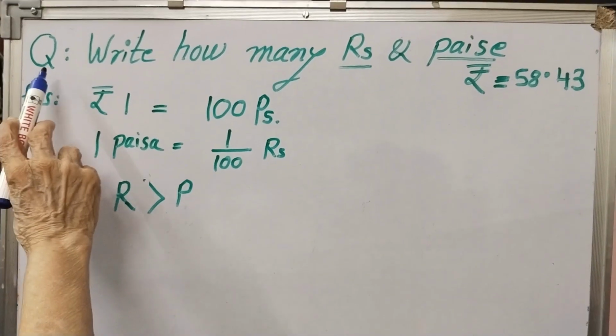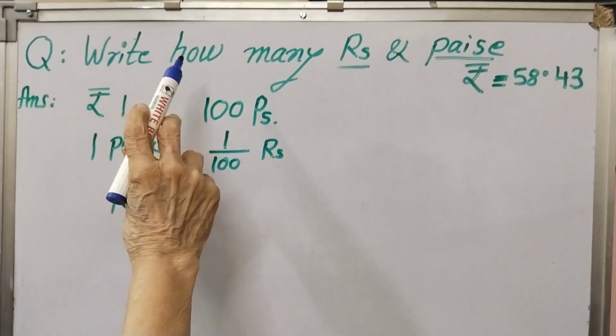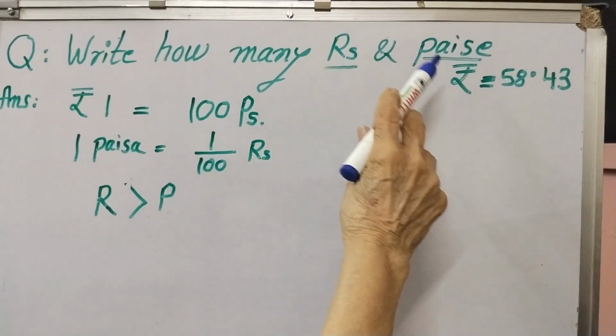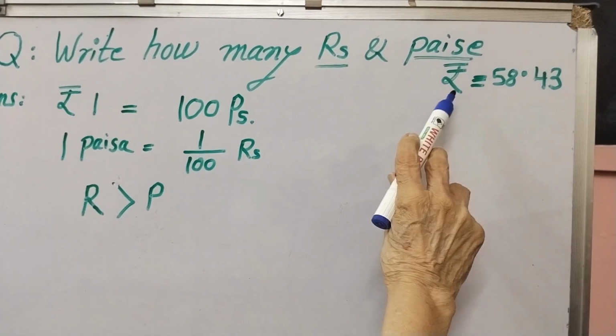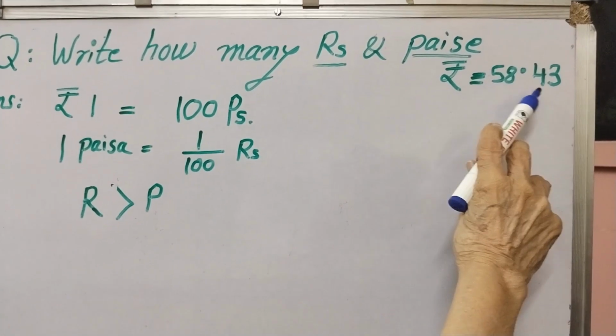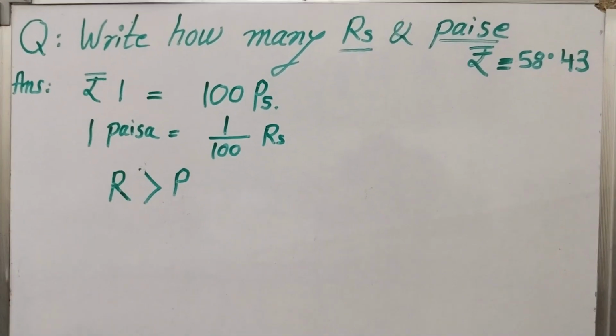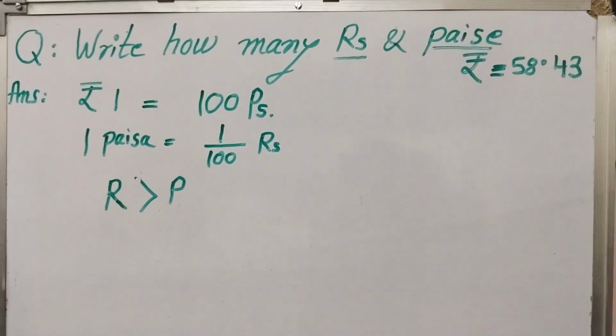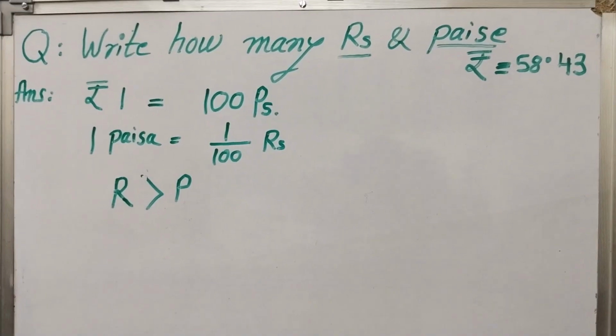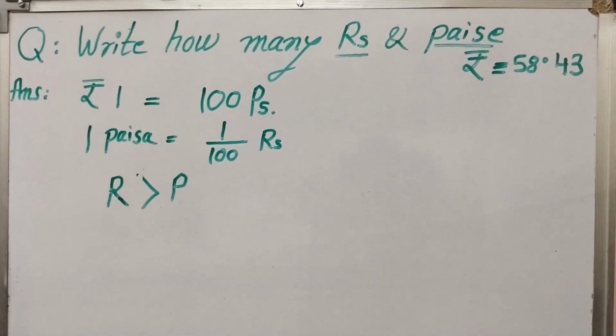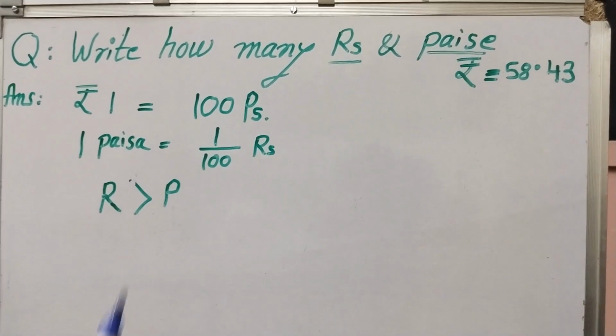Now let us solve a question. Write how many rupees and paise are in 58.43. Here we have to first know and remember the relation between rupees and paise.